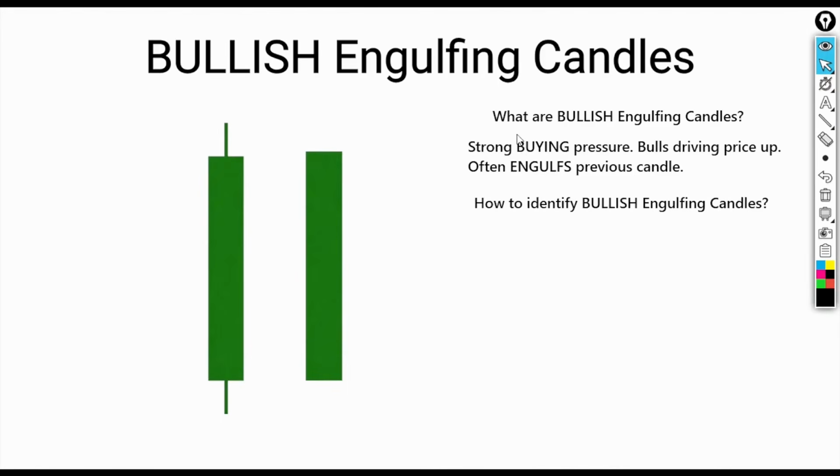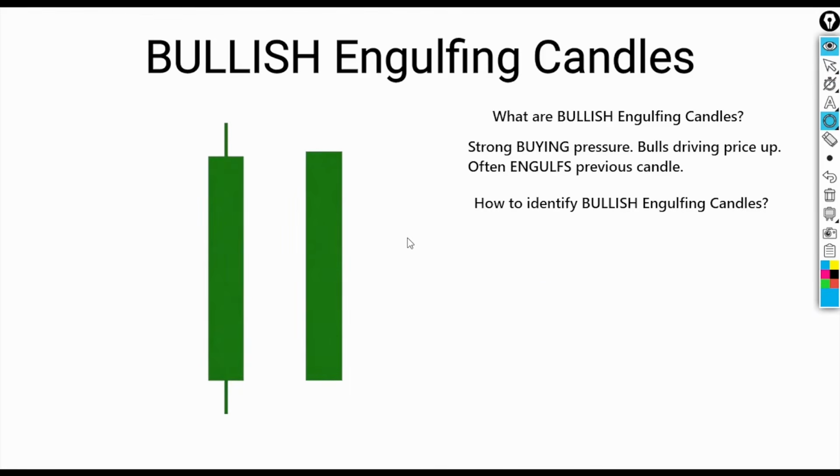Okay, so now that we know what bullish engulfing candles are, we need to know how to identify them. If you look to the left, we've got two candles, okay? And these two candles have some stuff in common. Immediately, you'll notice that both these candles are green. When you see the word bullish, you immediately think green, up, right? A bullish engulfing candle is always green, never red, never orange, never purple, never any other color other than green.